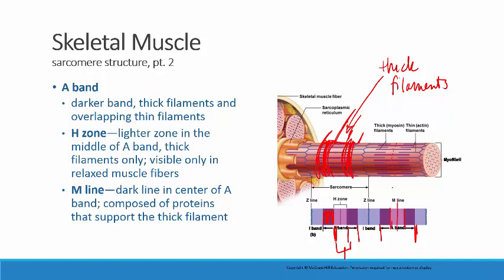And then there's the A band with its lighter colored H zone, where only thick filaments are found, and here are the darker flanking thick and thin filament areas. And then the M line runs right down the center again. It has connecting points that reinforce and support the thick filaments.